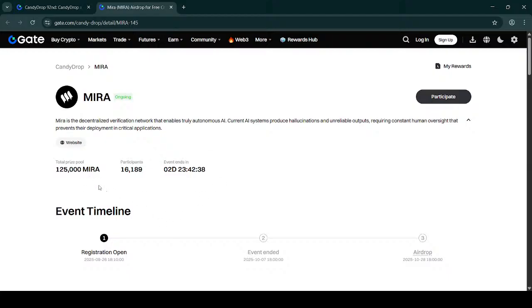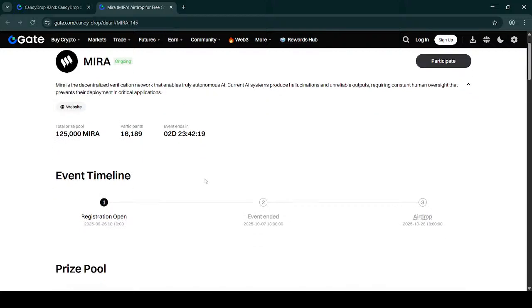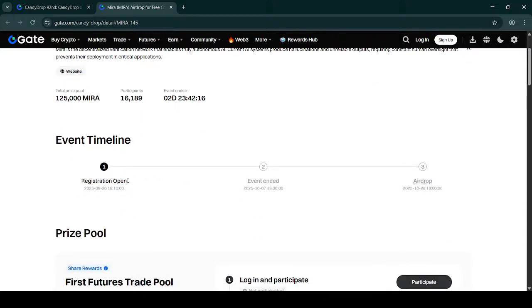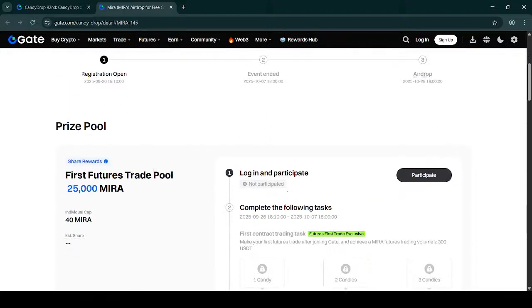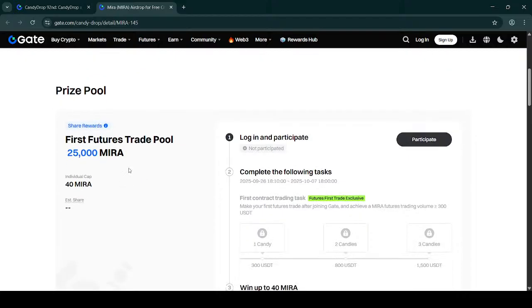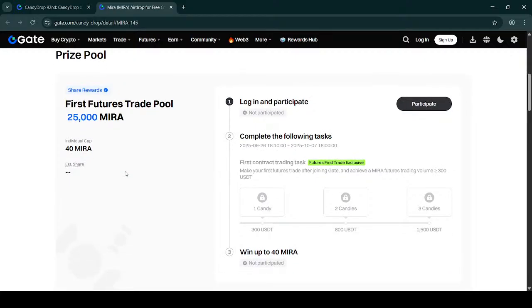So this prize pool is 1,25,000 Mira, and almost 16K participate, guys, about 189 per person. This event is ending today in 23 hours 42 minutes 21 seconds, guys. So the event timeline: registration open, deadline, event ending deadline, airdrop deadline. So let's talk about the prize pool, past prize, futures trade pool: 25% of the Mira, and this individual cap of 40 Mira, guys.